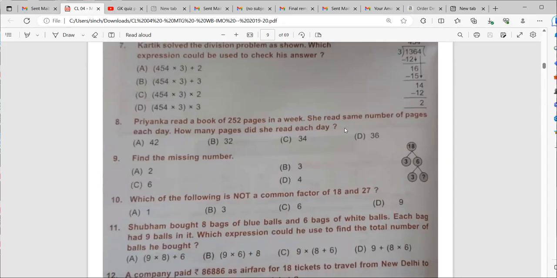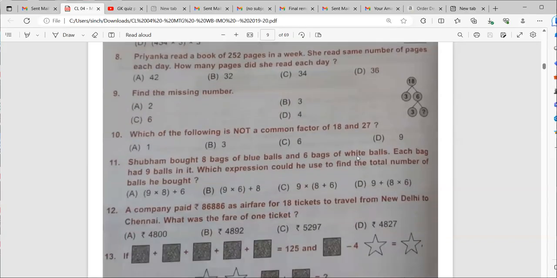Ma'am, he will plus, add. So which is the correct option? A. Abhi, send me number 8, 9, 10, 11, 12 better. Whichever sums you can see, send me the answer in chat. Do the next sum. Udit, excellent. It's correct.